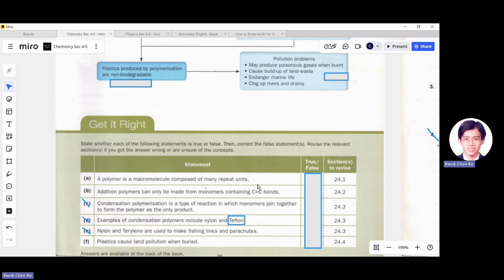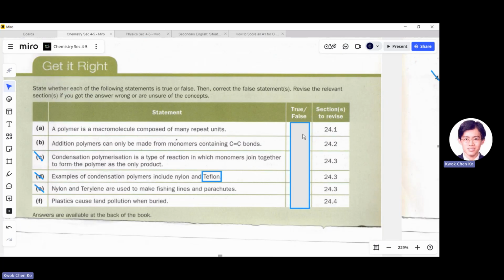Okay, next one. Arena. Two, yeah. Ethan. Yes, take note. You must have C double bond C. Next one, Dylan. Why? Because there's also water as a product. Yes, there is a side product. Usually water, but can be other molecules too. Okay, there's a side product.